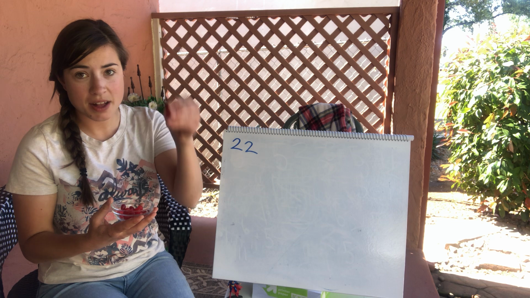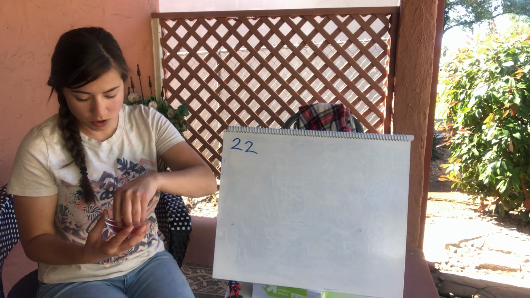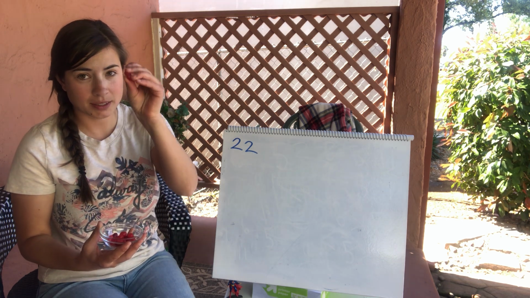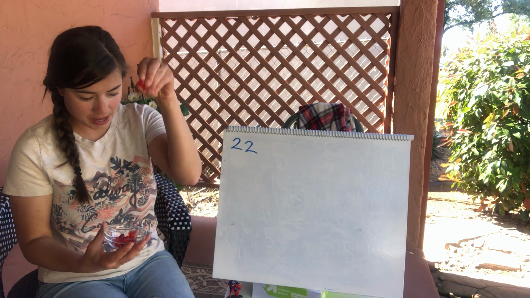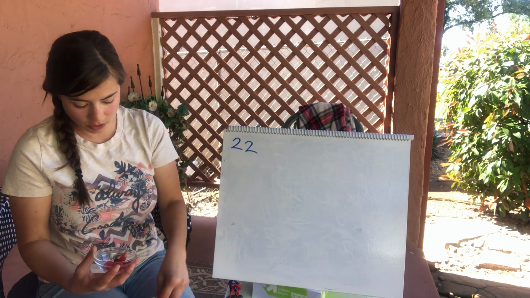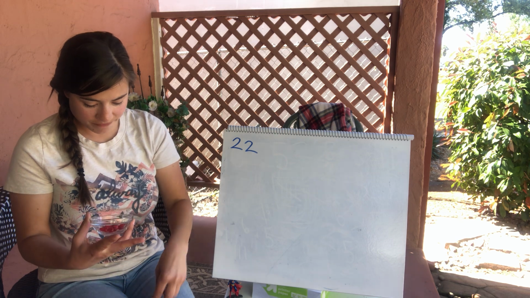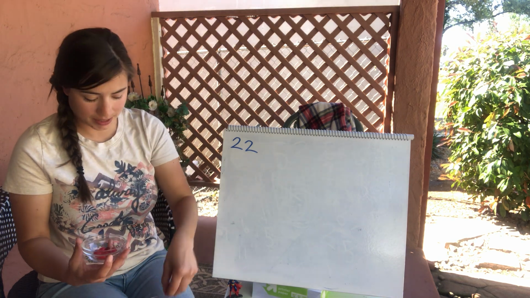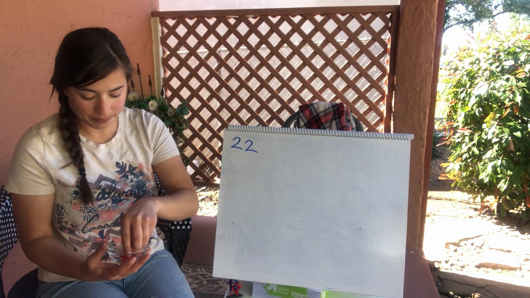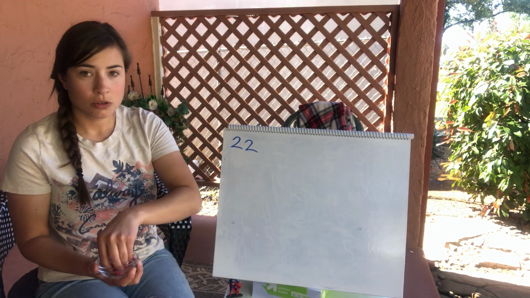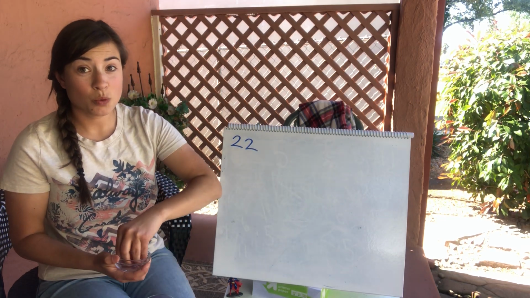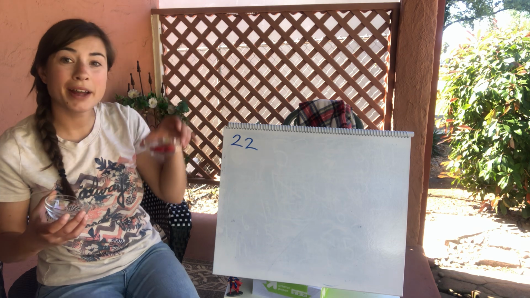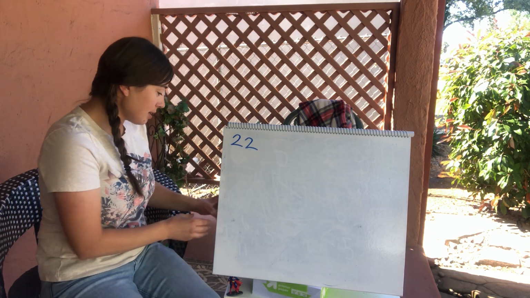Okay, so here I'm going to start off with 3, 4, 5, 6. Count along with me. 7, 8, 9, 10, 11, 12, 13, 14, 15, 16, 17, 18, 19, 20, 21, 22, 23, 24, 25, 26, 27. There were 27 jelly beans in the container.